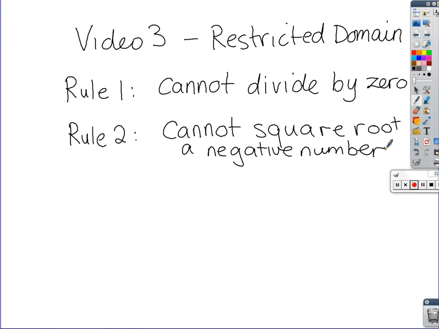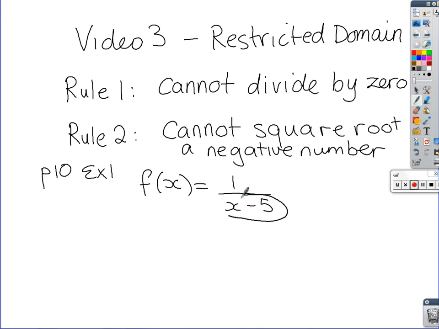We'll use rule 1 in the example on page 10. We have a function f of x equals 1 divided by x subtract 5. Now, we cannot divide by 0, so x subtract 5 on the denominator cannot be 0. This means x subtract 5 is not equal to 0.